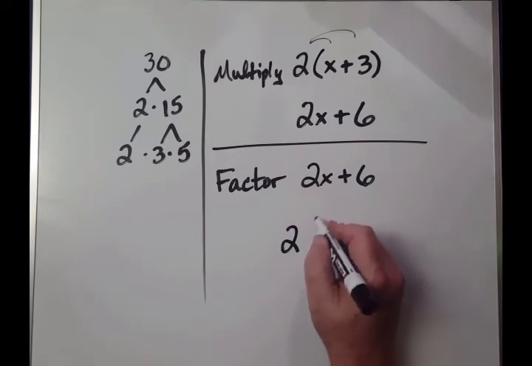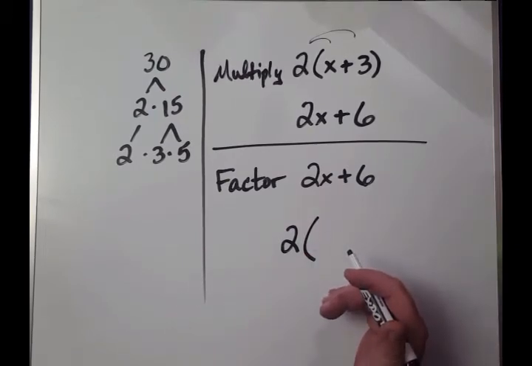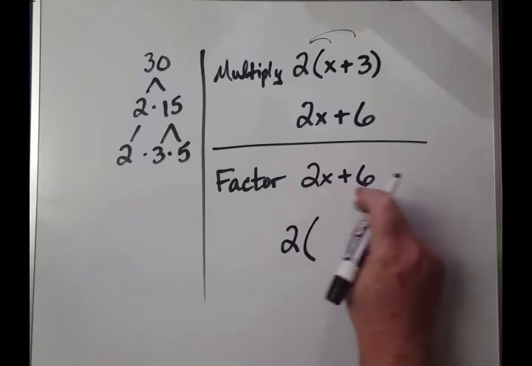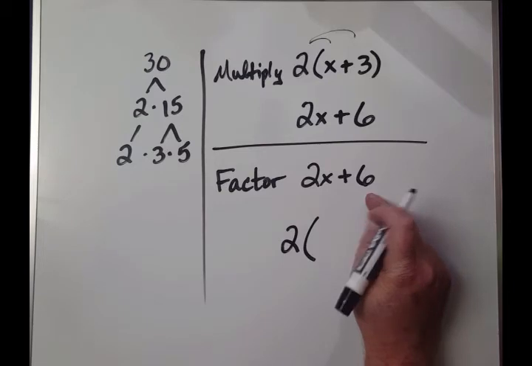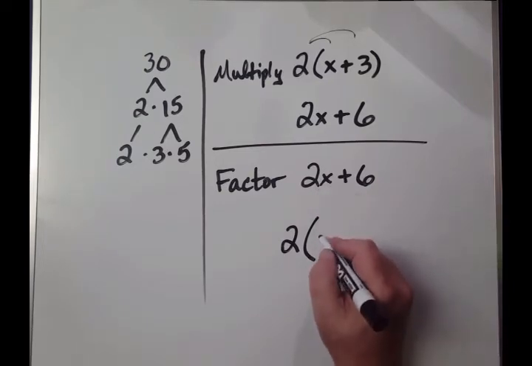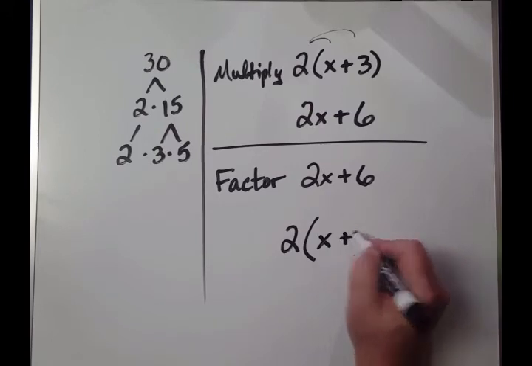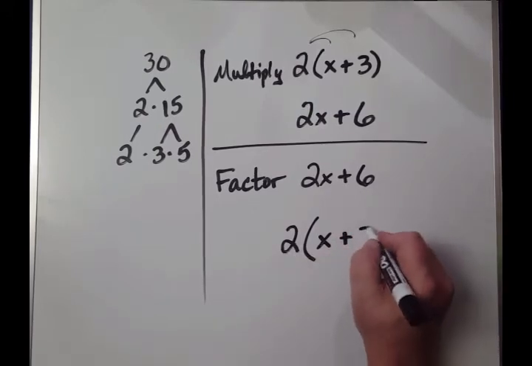Well, if I pull that back out, if I undistribute that 2, in other words, if I divide each of these terms back by 2, where does it return me? If I pull 2 as a factor out of 2x, it leaves the x. And plus, if I pull 2 as a factor out of that 6, what's left behind? A 3.